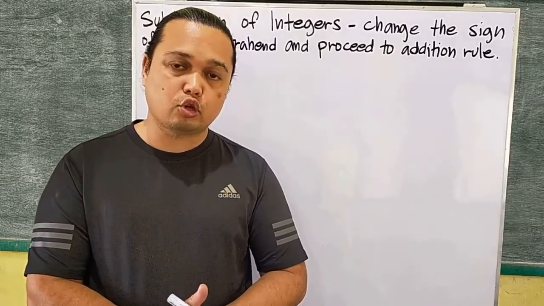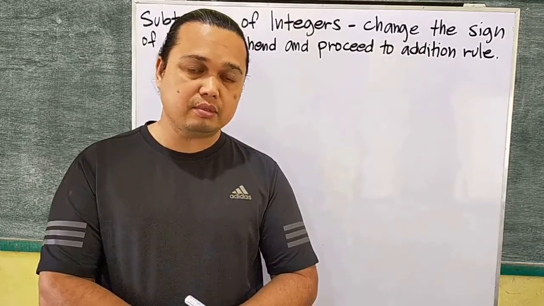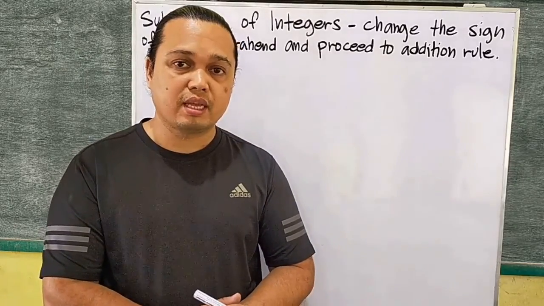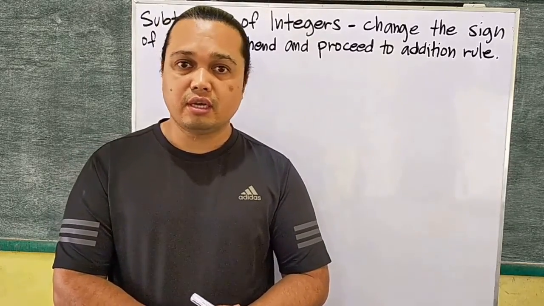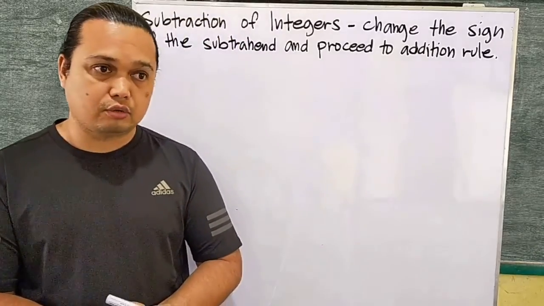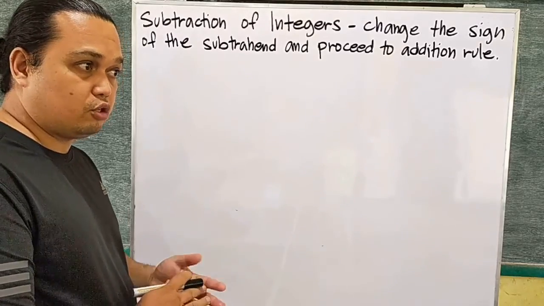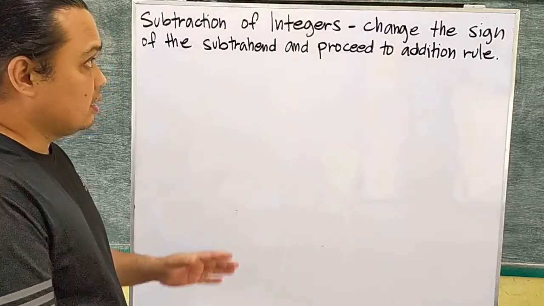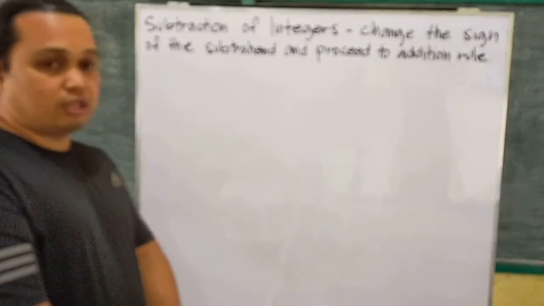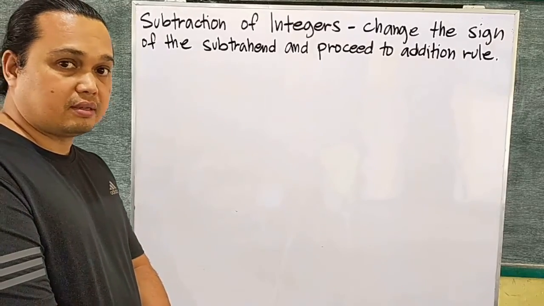We are talking about integers. In our last lesson, we discussed adding integers, and this time we are going to subtract integers. Now, how do we do that? In subtracting integers, you only need to remember one thing. Change the sign of the subtrahend and proceed to the addition rule. That's how we subtract integers.